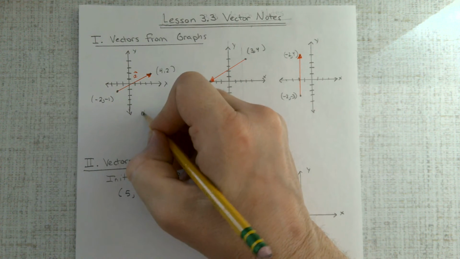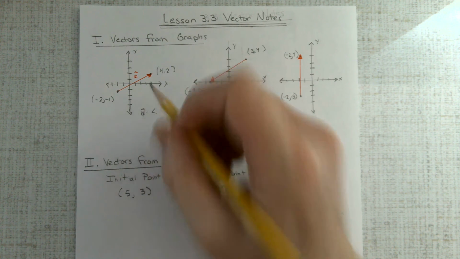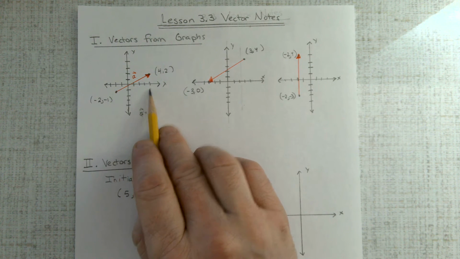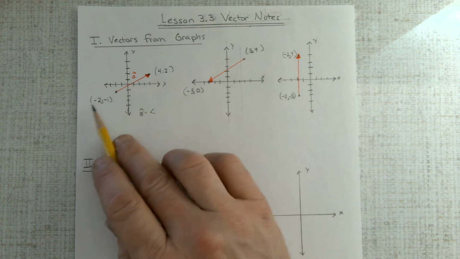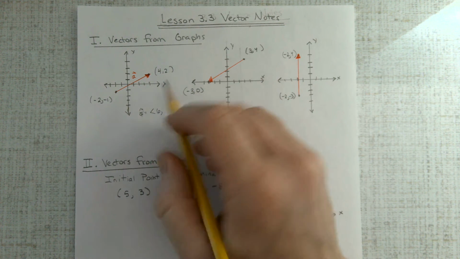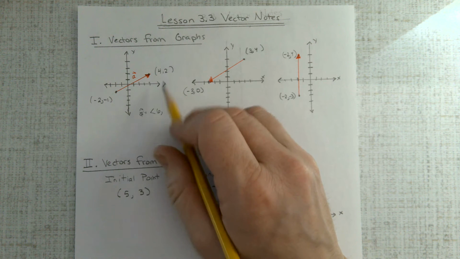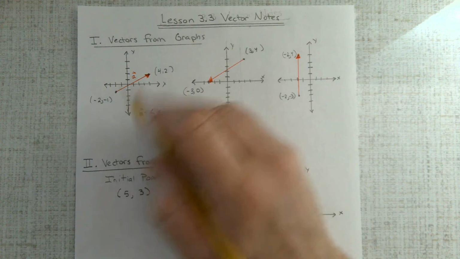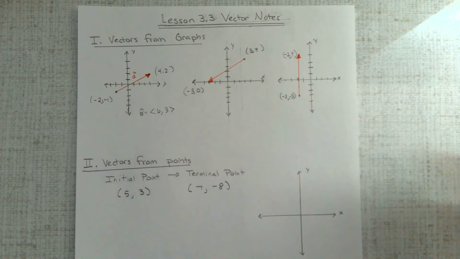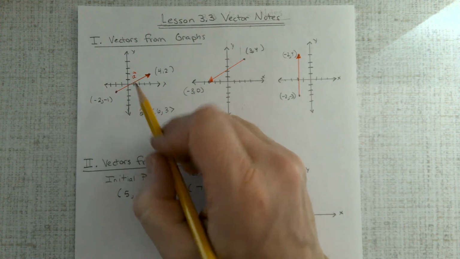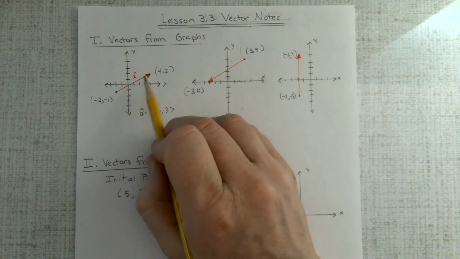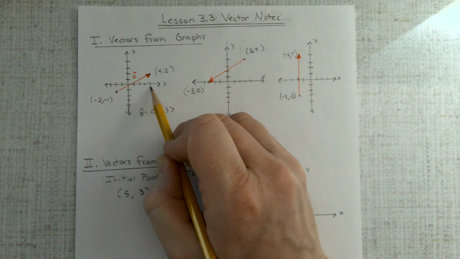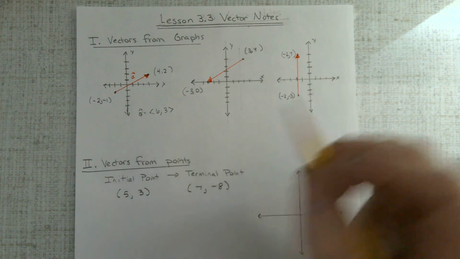We go ahead and write it as the two components, and the first component is the horizontal change, and it goes from -2 to 4. So if I subtract back, 4 minus -2 is 6. And the second component is a vertical change, going up and down, it goes from -1 up to 2. 2 minus -1 is 3. And you can see that from the initial point to the terminal point, it goes 1, 2, 3, 4, 5, 6, and 1, 2, 3. Alright, those are the components.